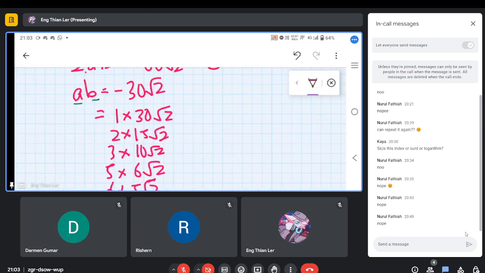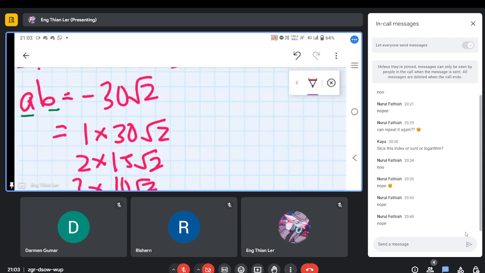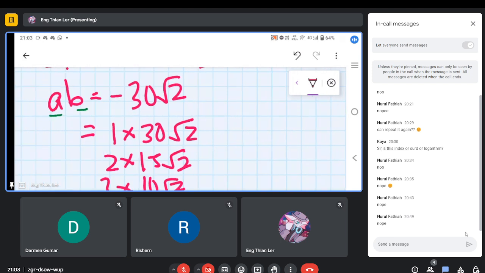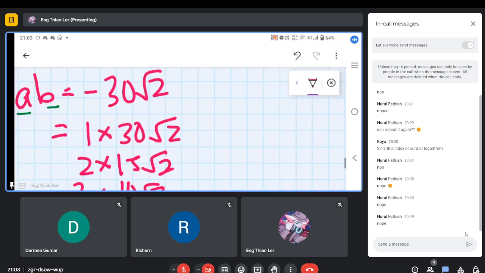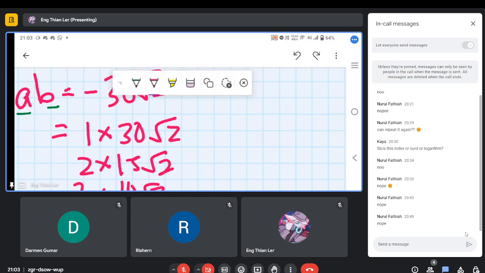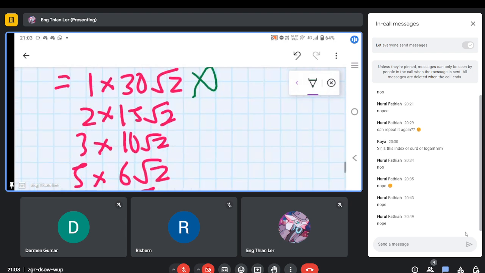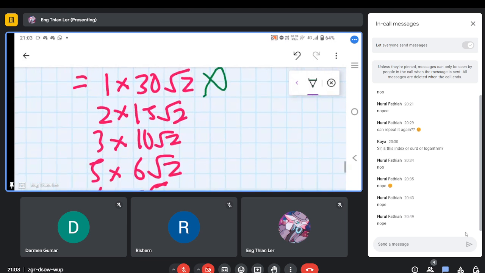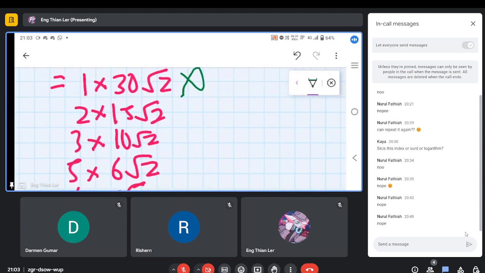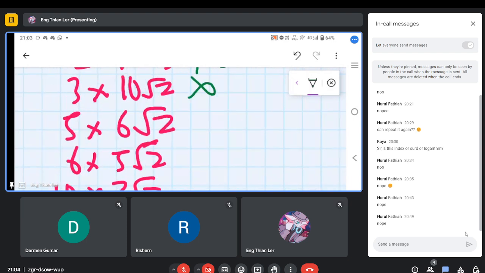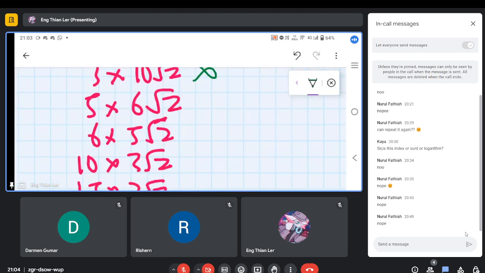So now first we look at 1. We look at 1 multiplied by 30 root 2. So 1 square is 1. The 30 is already like 900. So this is not possible. And 2 and 15, 15 square is 225, not possible. 10 square is 100, not possible. And the same as this lah.